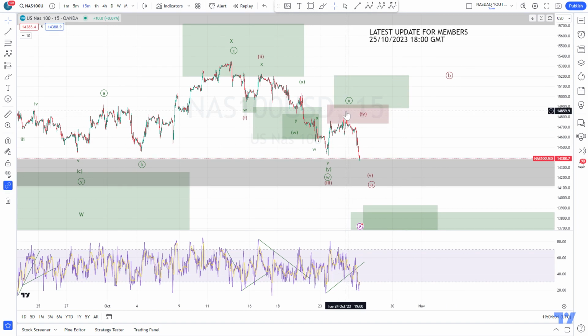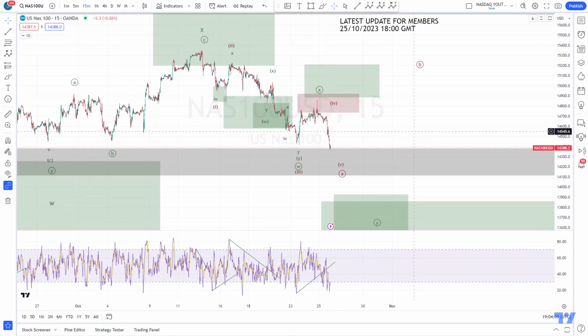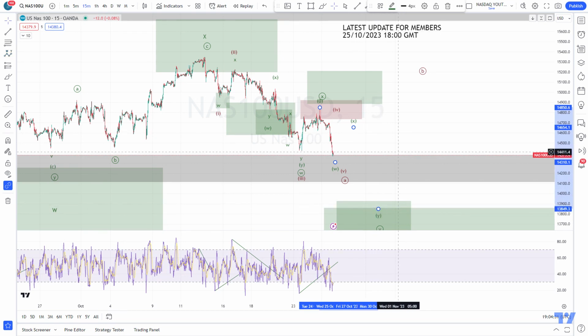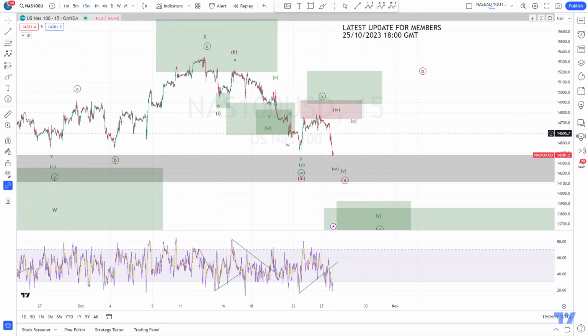So that's kind of important, this fourth and fifth wave, to know how exactly we will go there. First of all, if we start to rally from here, then this will probably be the path. So WXY, something like this, because wave W is going in 3, 1, 2, 3, then wave X up, and then wave Y down.